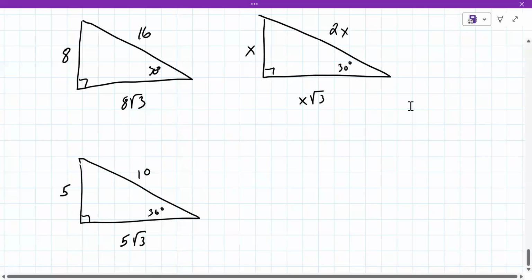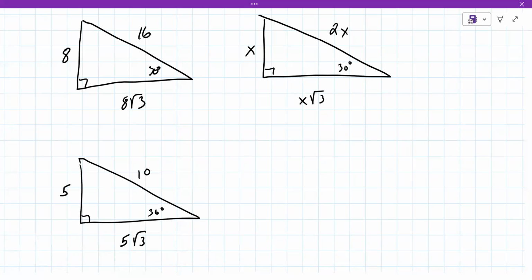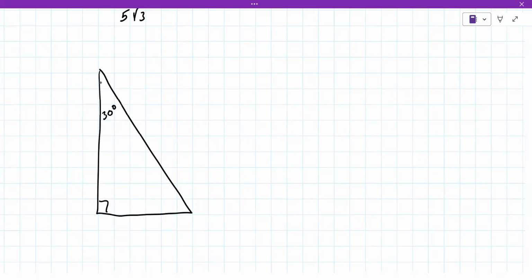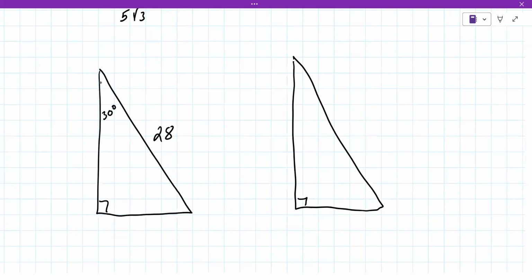So the key to these problems is really knowing the reference triangle. And keep in mind that it won't always be presented like this. I could give you a problem that looks like this, where this is 30 degrees and this is 28. And you have to realize that the reference triangle also moves around.